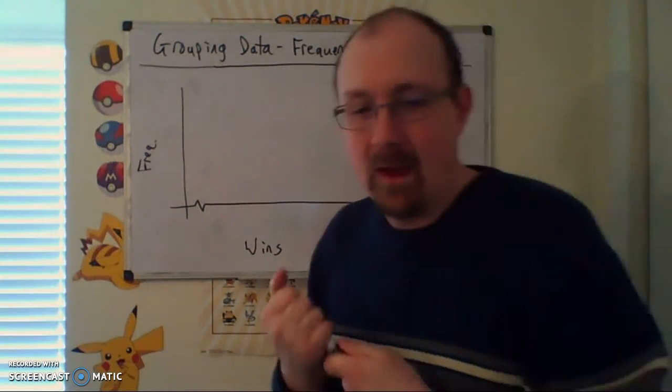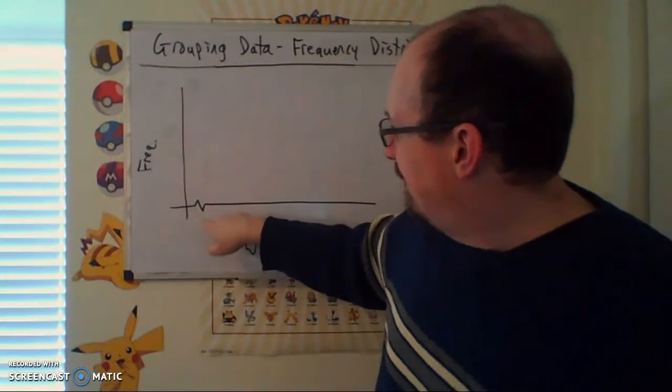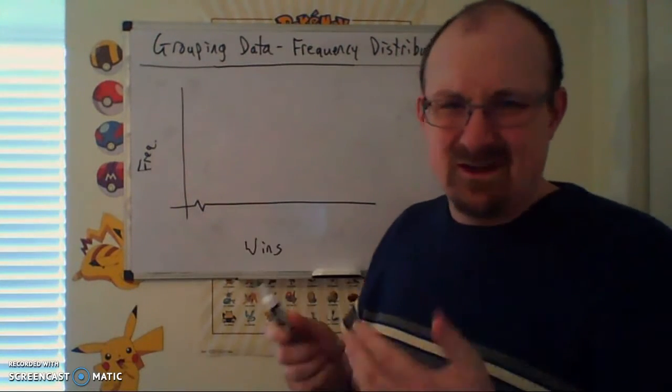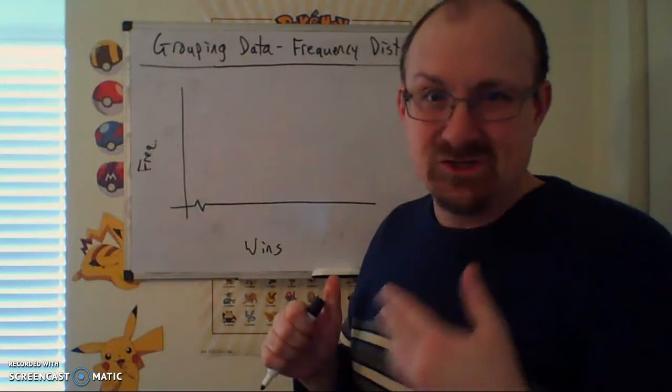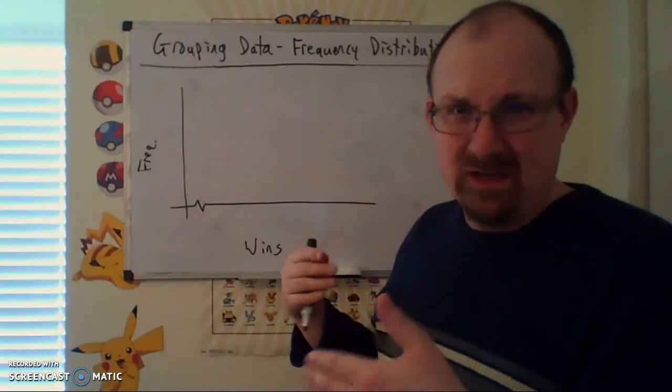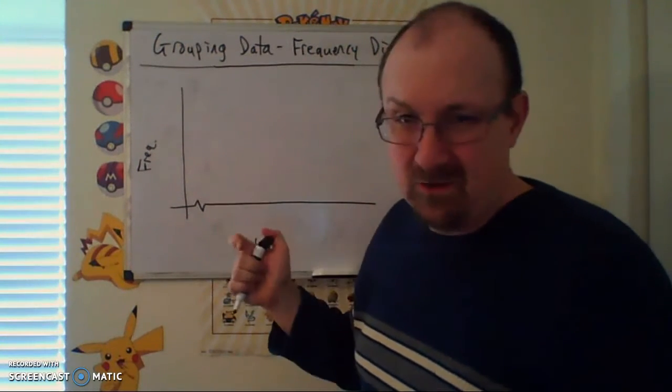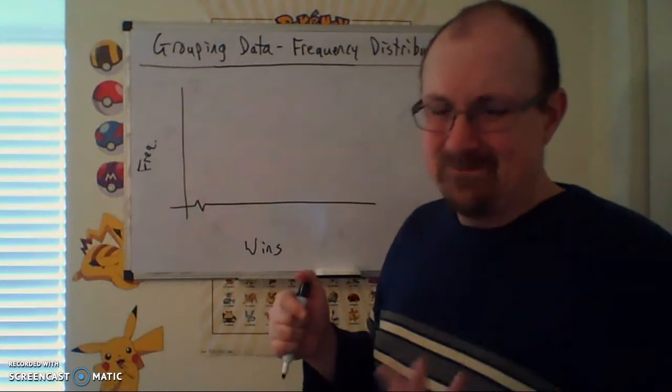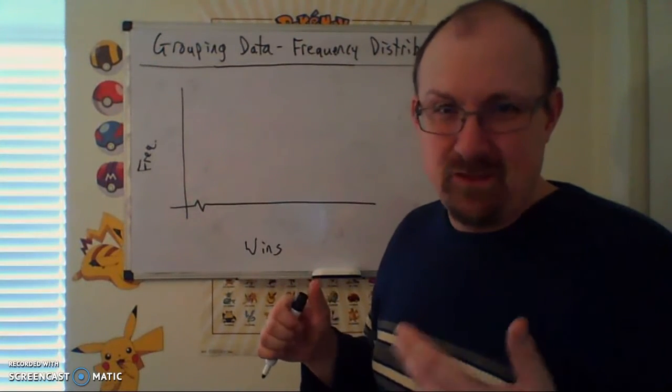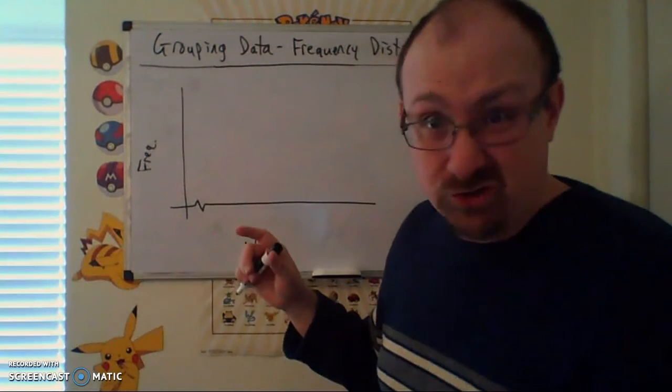Okay, so you'll notice I put this little break right here. That little jagged EKG pulse thing is just showing there's some separation between where you're actually drawing your rectangles and the vertical axis. Don't stress if you forget to do that. Our text does it a time or two, and I just want to make sure you know what's going on when you see it.